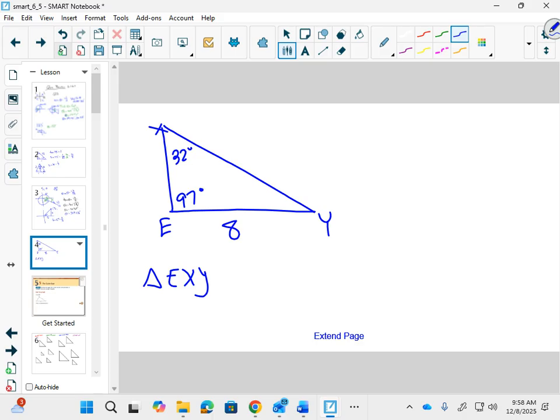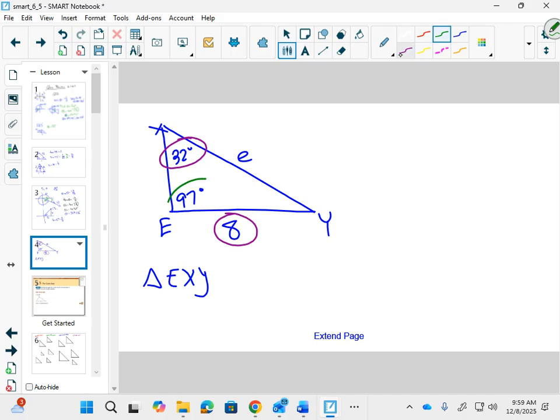Can we use SOHCAHTOA? No, not without a 90 degree angle. We can solve for one thing on this triangle with the sine law. What would it be? From X to Y. And if we were using a little letter opposite angle E, it would be side e. Why? Because the sine law always goes angles and opposite sides. So the fact that we have an angle and an opposite side allows us to use the sine law.